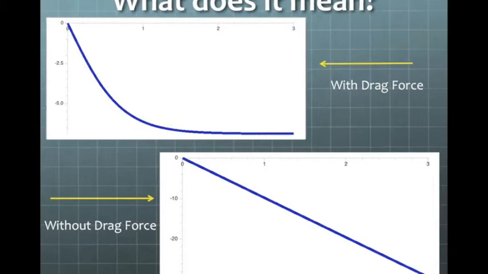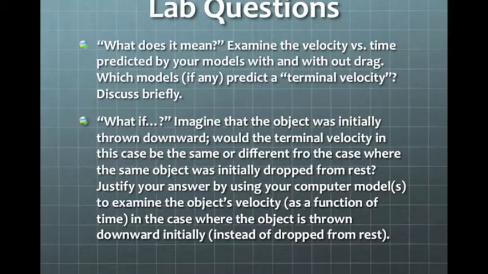terminal velocity. For the what if question, if the object was thrown down rather than dropped, the drag force would actually be greater than the force of gravity. This would initially cause the object to decelerate, but would then come to the same terminal velocity, because terminal velocity is solely dependent on mass, surface area, and density of the medium the object is falling through.